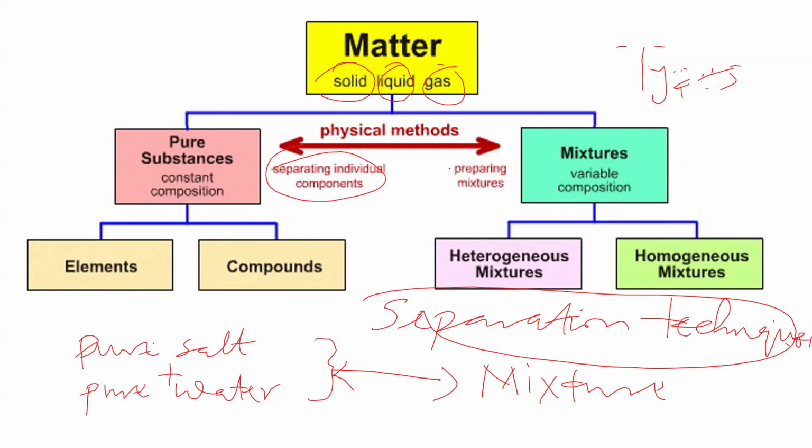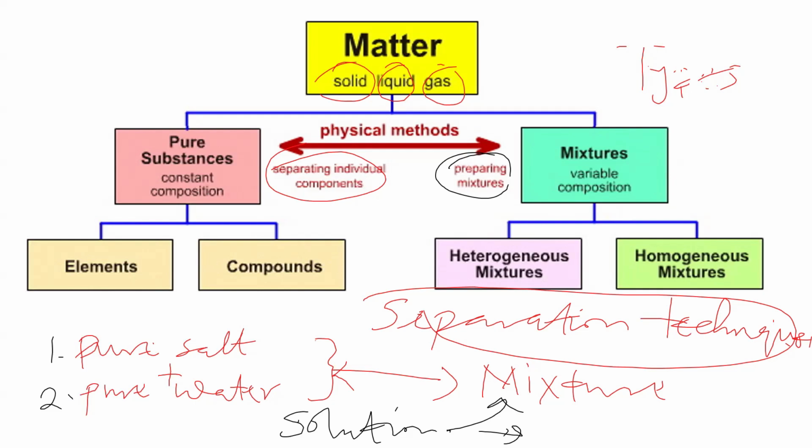And of course, through a process of preparing a mixture, like when you have salt and you add it to pure water, it will give us what you call a solution. And a solution is a typical example of a mixture. And of course, the mixtures can get back to their original pure substances by separating the components of the mixture.